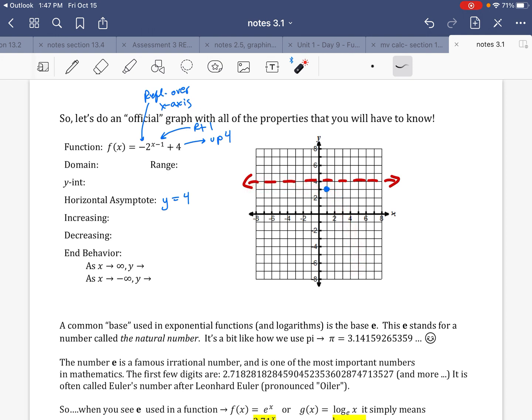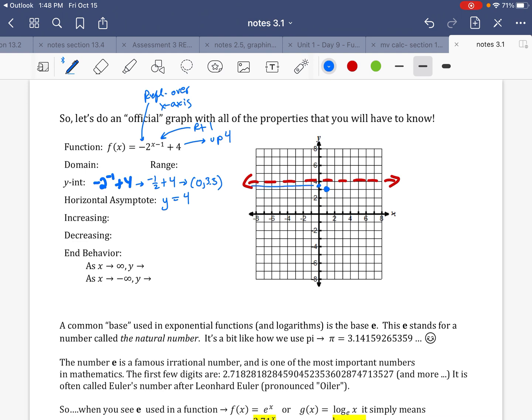Okay, let's find some x and y intercepts before we do that. So the y-intercept, that's if I plug in 0 for x. So that would be -2, 0 minus 1 is -1, plus 4. So that turns into negative, 2 to the -1 is 1/2, and 1/2 plus 4 is 3.5. So my y-intercept is 0, 3.5. So there it is right there. Okay, we talked about how it's going to go.